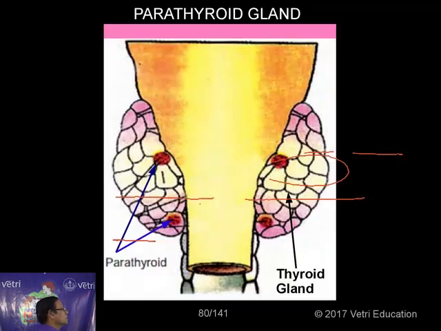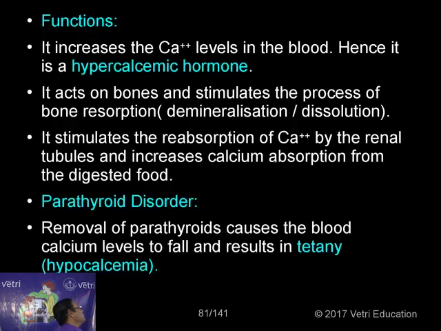Now, there are four yellow-brown colored glands found embedded on the posterior side of the thyroid gland. These are the parathyroid glands. That's the location. Now what is its function? I mentioned that it is called a hypercalcemic hormone.